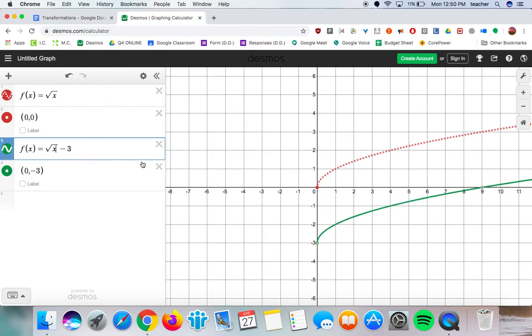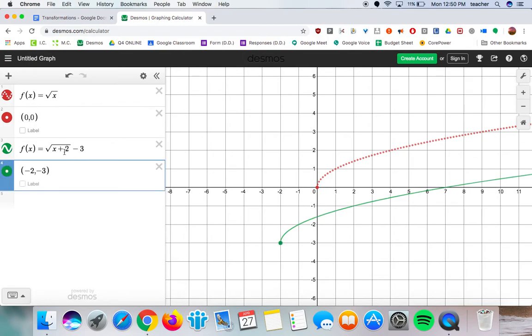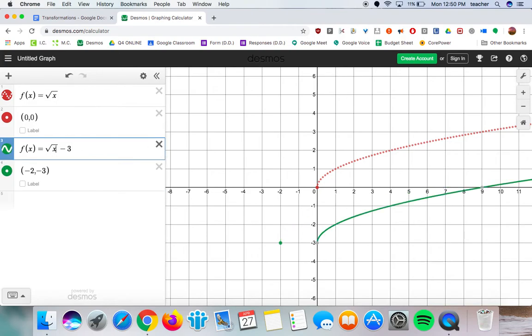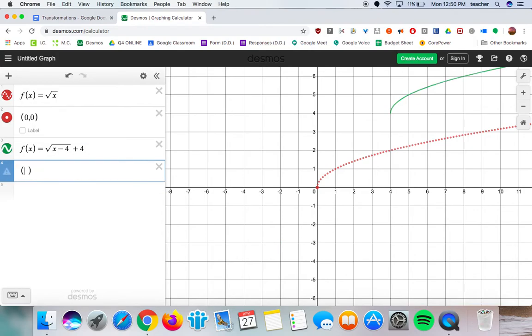And then we could also have a combination of left and right and up and down. So for example, if we have a shift to the left 2 and down 3, notice how we have now our vertex. Looking at the starting point, we've gone to the left 2 and we've gone down 3. So if we have, for example, a shift to the right 4 and up 4, now we have a new vertex of (4, 4). So now we've gone to the right 4 and we've gone up 4.